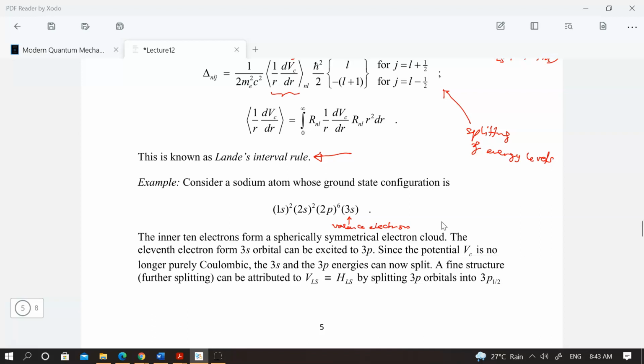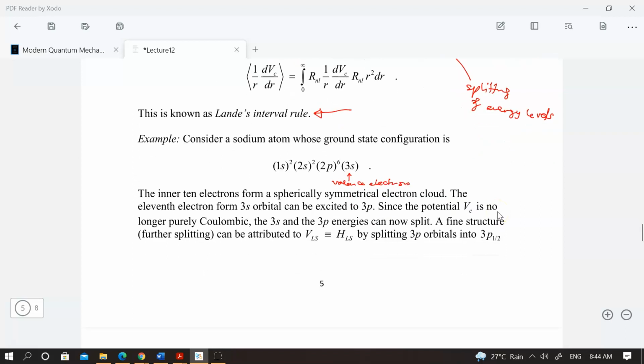One could say that these inner electrons, there are 10 of them, 2, 2 and 6 give you 10, form a spherically symmetric electron cloud, and then the third electron is orbiting this electron cloud. And this orbiting valence electron can also be excited from the s orbital to the p orbital.